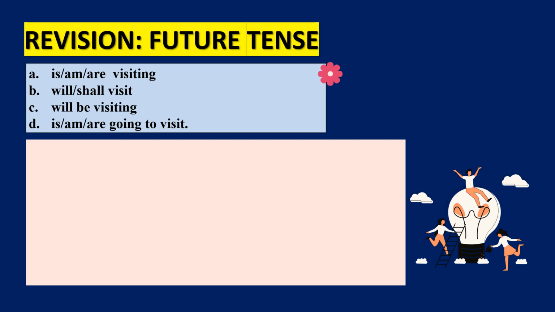So, the first one is is/am/are visiting. Okay, this is an example. So, 比如说我说探望, 探望我即将要探望. So you can use is/am/are visiting, or will/shall visit, the second one, and also will be visiting, or the last one, is/am/are going to visit. So these are the four types you can use for future tense. So when are we going to use future tense? When we want to show future action.